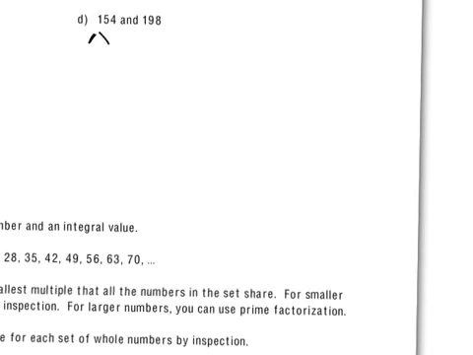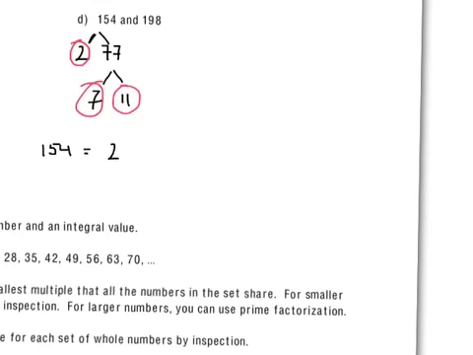So 154, I'm not really sure where to start here, but I know 2 will work for sure because it's an even number. So 154 divided by 2 gives me 77, and 2 is a prime number, so I'll circle it. And the 77 further splits into a 7 and an 11, and that's it because both of those are prime. So once I determine that, I'm going to list them at the bottom here. So 154 equals 2 times 7 times 11. Do this in order from the least number to the greatest number. It'll be easier for you to determine the greatest common factor.